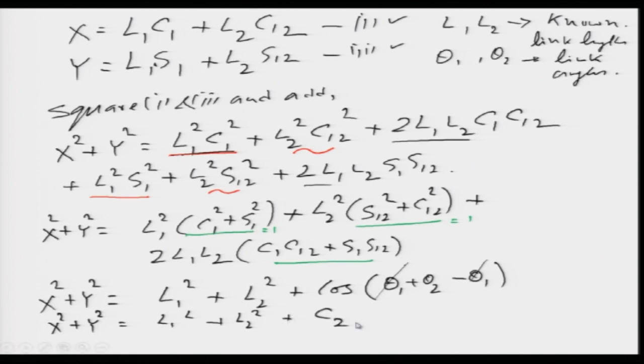Now something important here: from here I can bring it to the form, there will be some terms here. I missed out the twice L1 L2. So that is going to be twice L1 L2 into cos theta2.